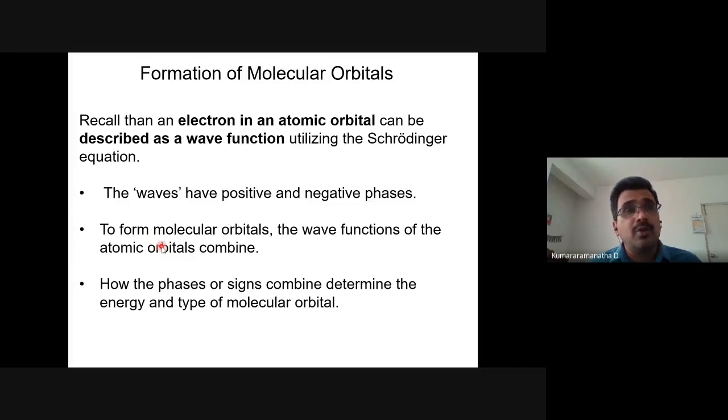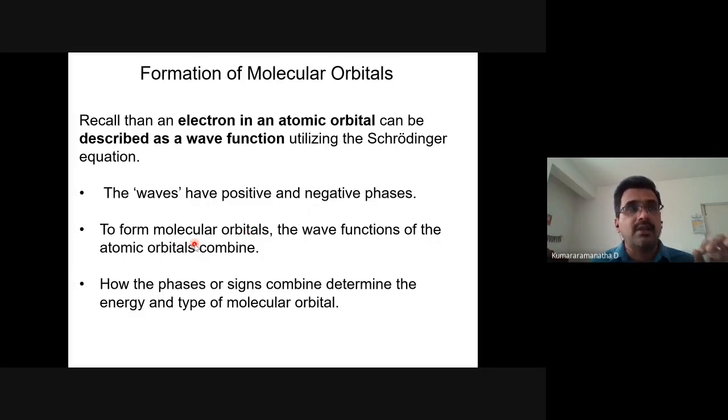You have already seen in the last classes, in any s orbital or p orbital, you have a node, where you cannot find the electron at that particular place. So the wave function psi can have a positive phase or a negative phase. So it can be plus or minus. The easiest thing is plus plus, what happens? Or minus minus, if they interact, what happens, and plus and minus. If you understand that, that is entirely molecular orbital theory.